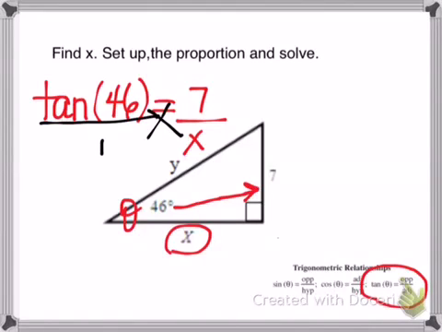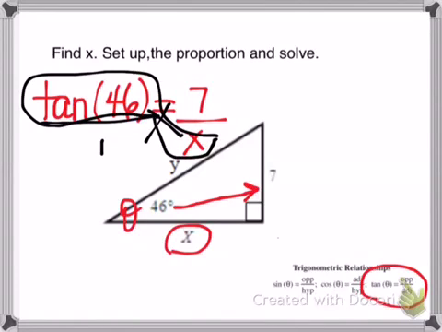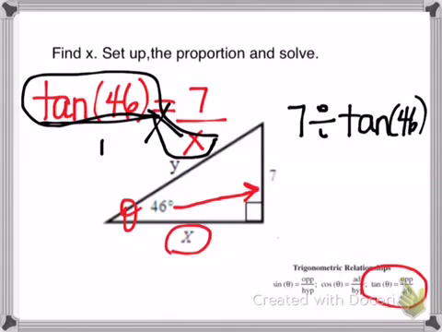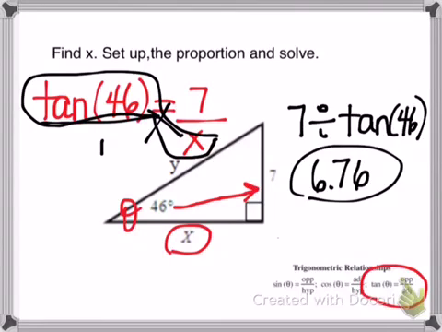Again, when we cross multiply, that tells us to multiply tangent 46 times x, which we can't put in the calculator, so we need to divide instead of multiply. So we're going to put in our calculator 7 divided by tangent 46. That's going to give me 6.75, which is going to round to 6.76. So x is going to be 6.76.